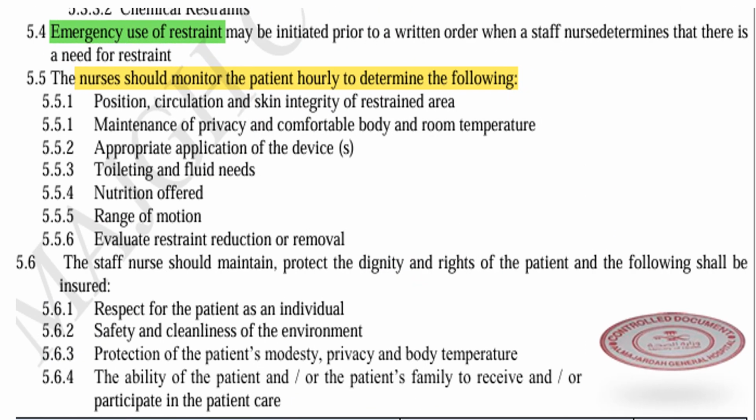Okay, now moving on to the next slide. Nurses, focus on this one. Emergency use of restraint may be initiated prior to a written order when the staff nurse determines that there is a need for restraint. Now, the nurses should monitor the following hourly. We have the position, circulation, skin integrity of the restrained area, maintenance of patient's privacy, comfort and room temperature, appropriate application of the device, needs of the patient, ROM, and we have to evaluate restraint reduction or removal. The staff nurse should maintain and always protect the patient's rights and dignity.